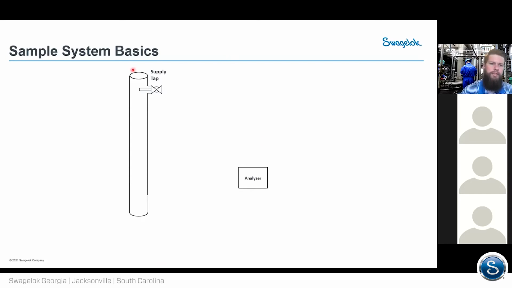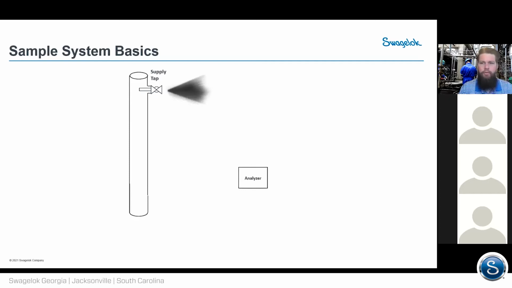We also want to consider adding some valving to this, maybe a single valve setup just to block the system to perform maintenance, maybe a block and bleed. It just depends on the application and how you want to handle that. But certainly at least a single block, if not a block and bleed, would be preferred, just so that you can maintain your sampling system and don't have to take the process down.